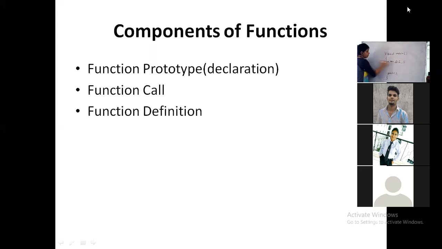Now, one way is to declare it here, and second, you can also declare the function globally here. One way to declare the function is like this, and second way is like this. This is called the global function declaration, and this is the local function declaration. This is the first step.